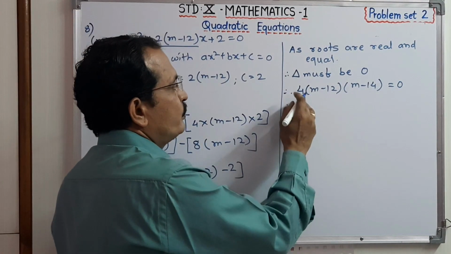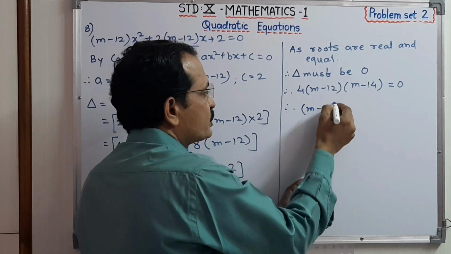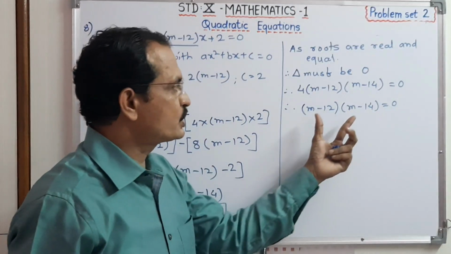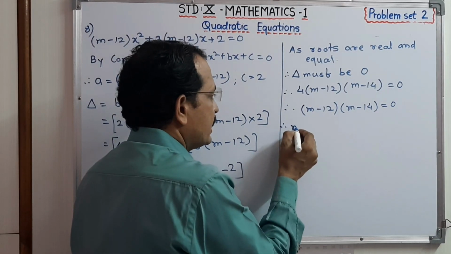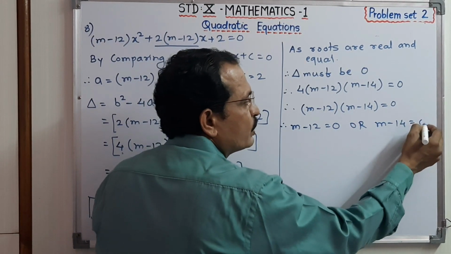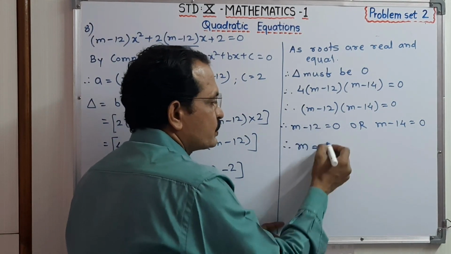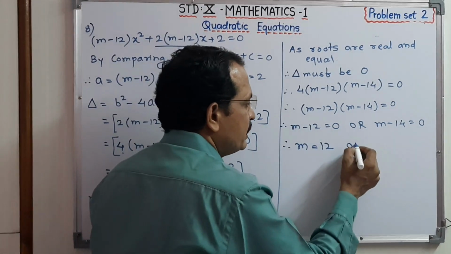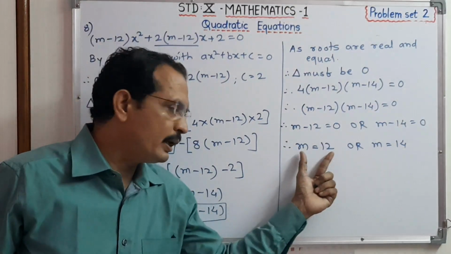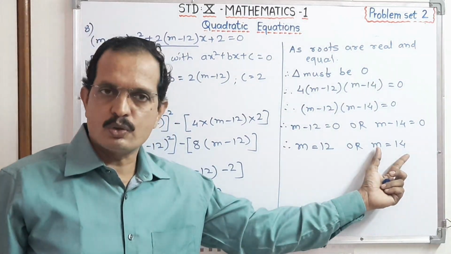Now see here, if we take out this 4 on that side it gets 0 upon 4, therefore we get here m minus 12 into m minus 14 equal to 0. Now multiplication of these two brackets is 0, therefore we can say that m minus 12 equal to 0, or we can say that m minus 14 equal to 0. Now dear student, we get m is equal to, this minus 12 goes on that side, it is plus 12. Similarly we get m is equal to 14. Now dear student, we get here m is equal to 12 and another value of m is equal to 14.